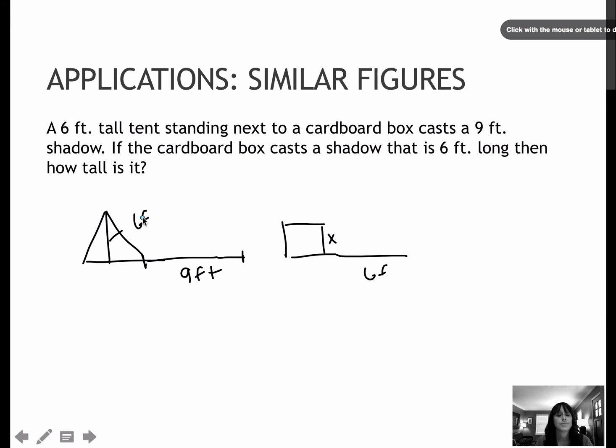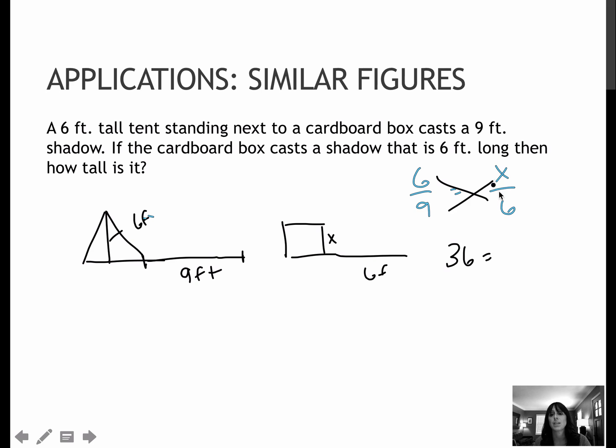Again, I might write 6 over 9, which would be the height to the shadow, equals x over 6, which is the height to the shadow. Cross multiply, I get 36 equals 9x, and then divide by 9 to get that 4 equals x. So that tells me that the box is 4 feet high.